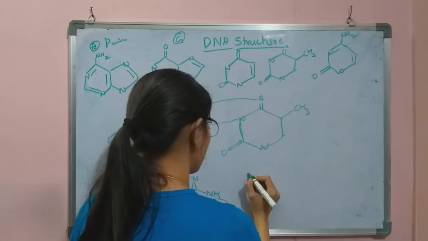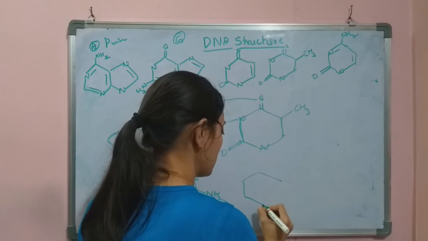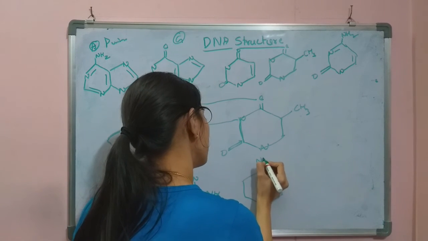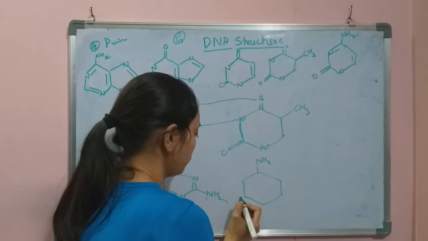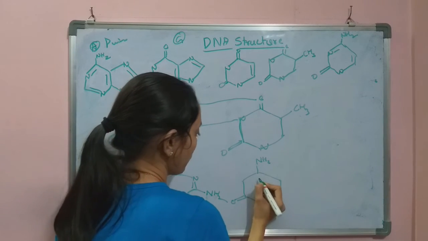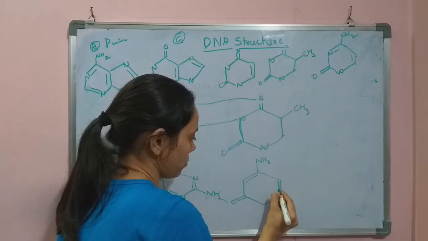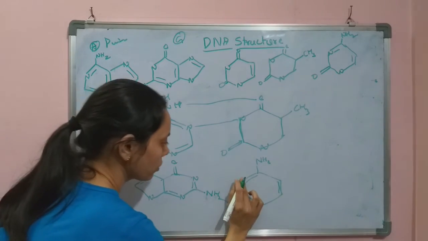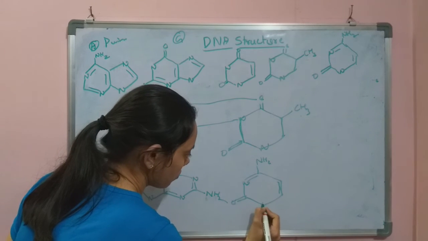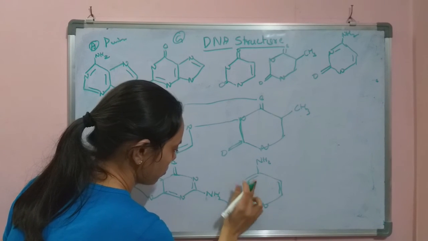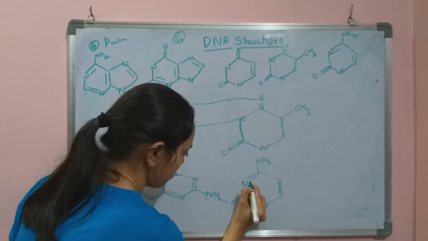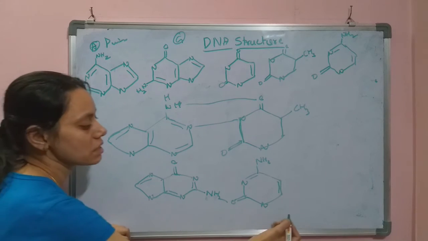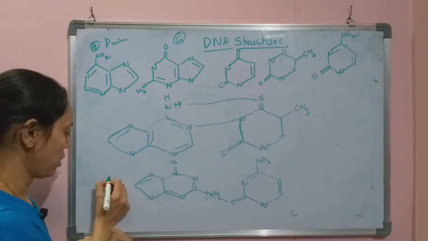So here the structure of cytosine is 4-amino 2-oxy pyrimidine. So here it is having, so this is what the cytosine is, and this is the guanine.